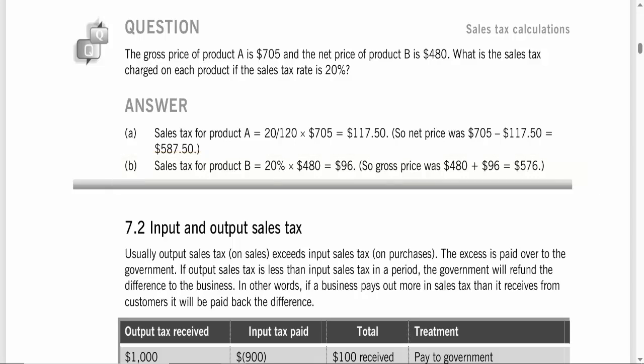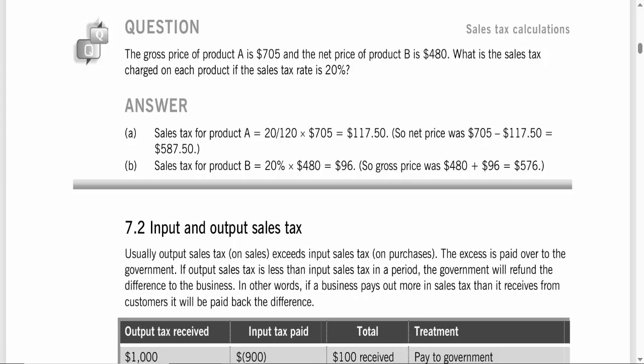Summary of key steps for clarity. Step 1. Identify if you're given the net price or gross price. Step 2. If calculating sales tax from net price, multiply by the tax rate divided by 100. Step 3. If calculating from gross price, multiply by tax rate divided by 120 to find the sales tax. Step 4. Use the result to either add to net price for gross or subtract from gross for net. This should clarify how sales tax calculations work, regardless of whether you're starting from the net or gross price. Following this approach will help you apply the right method based on the information provided.